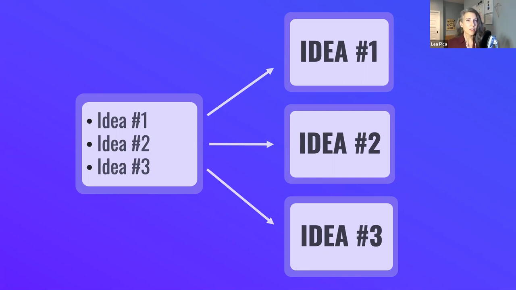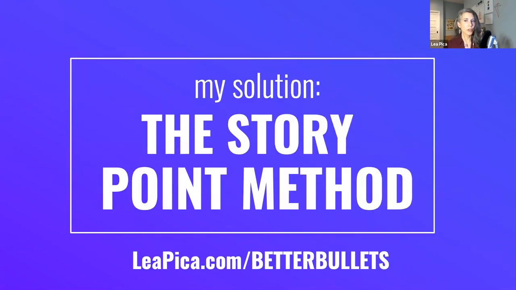Now, that's really easy for me to stand here and just say, well, just don't use bullet points anymore. What? But there are specific cases where you may want to do that, with checklists or a group of related ideas. So I can't go over it here, but if you're interested in the solution that I came up with, I have something called the story point method, and it's a blog post at leapica.com/betterbullets. And it is literally the most popular post on my site because I think this is a huge issue.